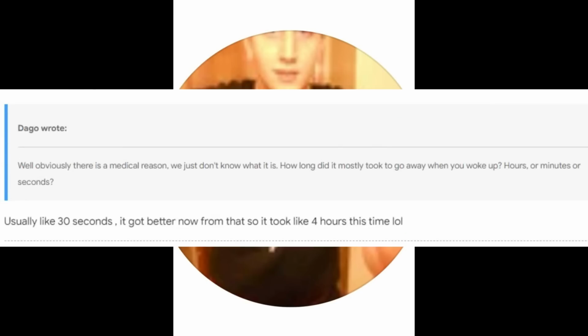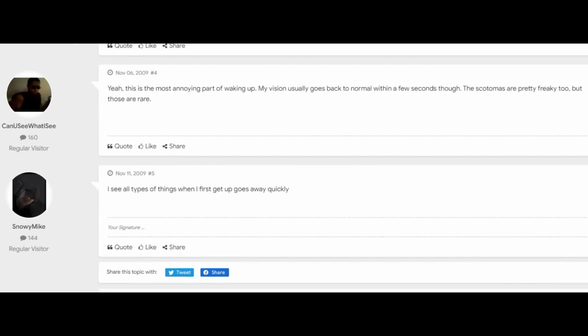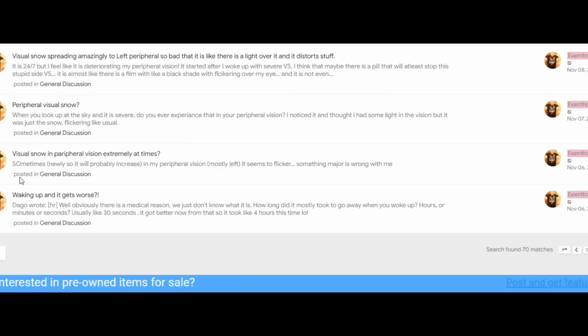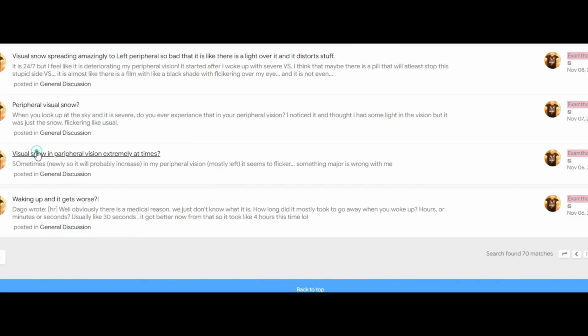And he says, "Usually 30 seconds. It got better now from that, so it took like 4 hours this time. LOL." And then somebody says, "Yeah, this is the most annoying part of waking up. My vision usually goes back to normal within a few seconds, though. The scotomas are pretty freaky too, but those are rare." And then Snowy Mike says, "I see all types of things when I first get up. Goes away quickly." Okay, so let's go to his next one.